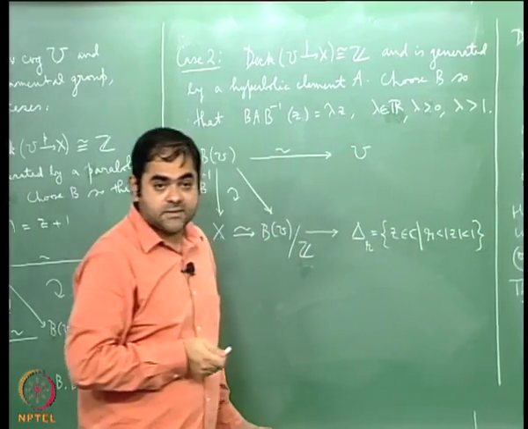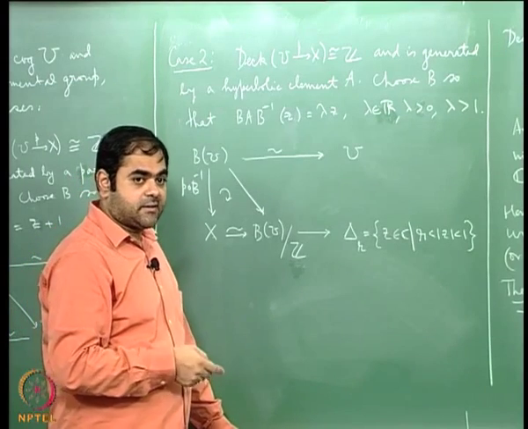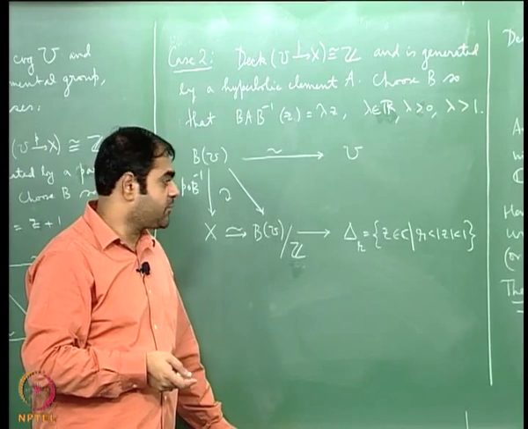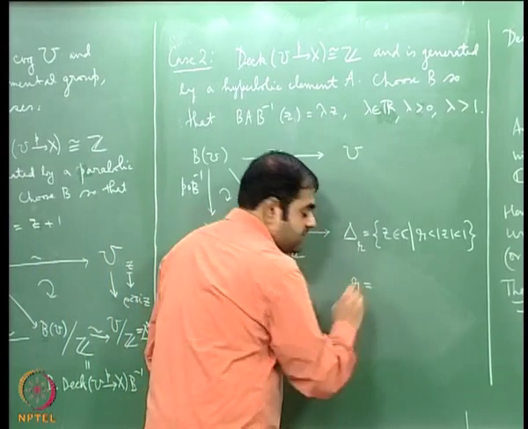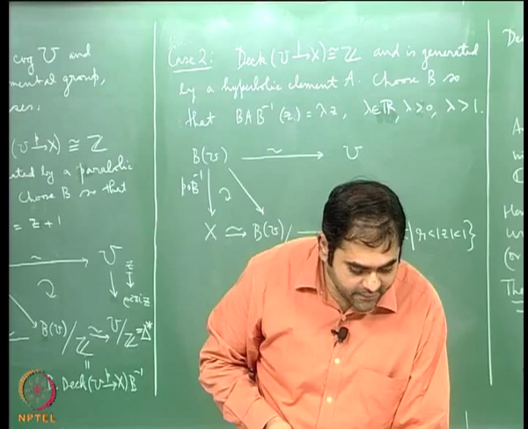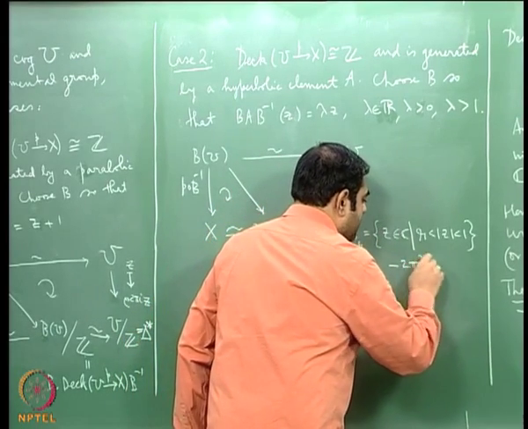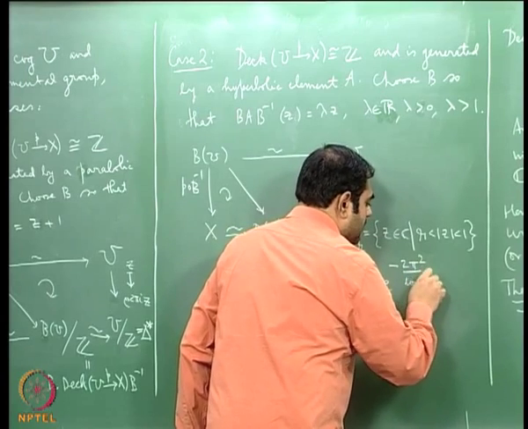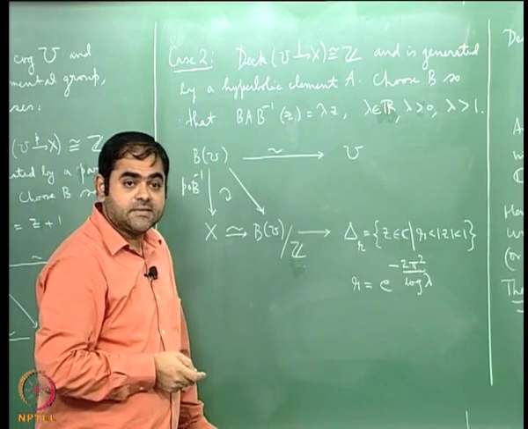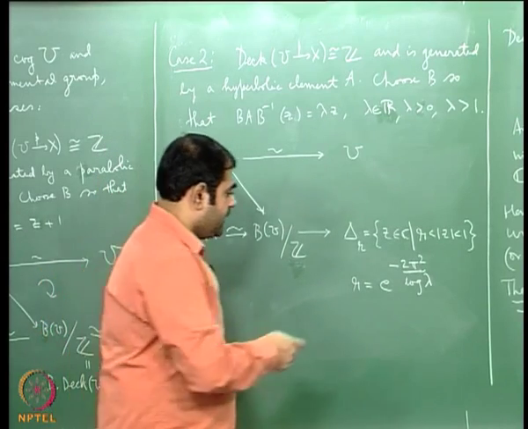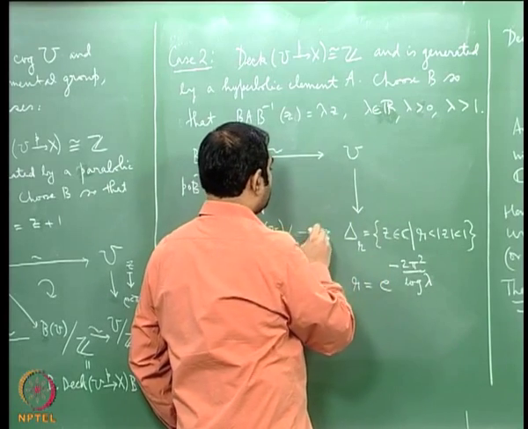So it is an open annulus with outer radius 1, inner radius r, where r is a number between 0 and 1, alright. And how is r given? R is given by a formula, so let me write down that formula. It is e power minus 2 pi squared by log lambda, okay, alright. Here of course this is the natural logarithm, alright. This is the value of r, okay.